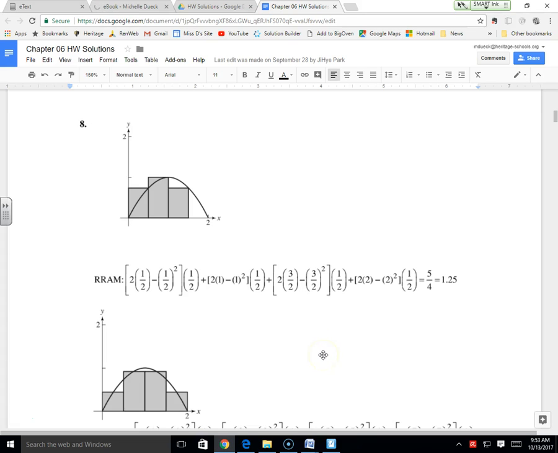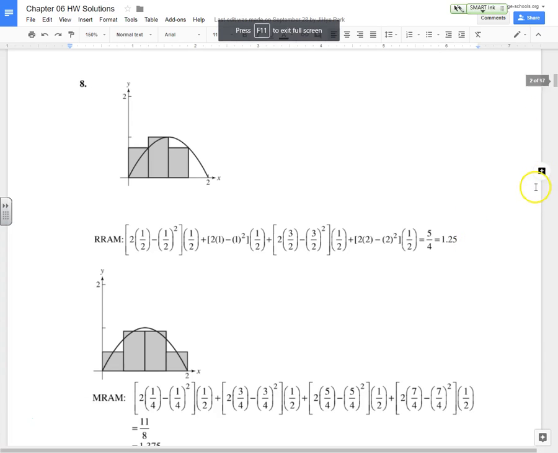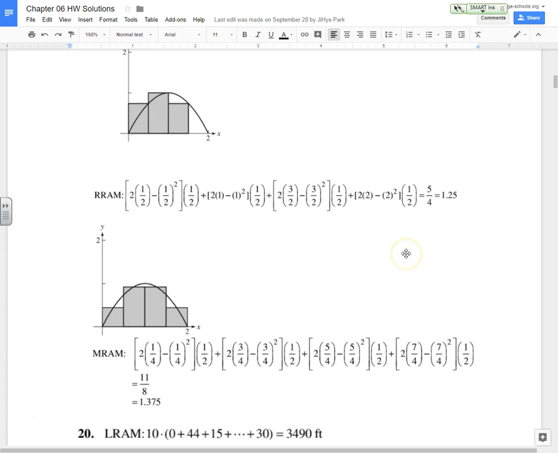Number 8. Oh, you see the other one? Struggle. Can I do this and make it a little bit bigger? There we go. Remember, RRAM stands for the right Riemann approximation. The MRAM stands for the midpoint approximation. So you have 1.25 and 1.375. So you could have used the summation technically, right? And simplified the process, but this is if you did use the plugging in method.